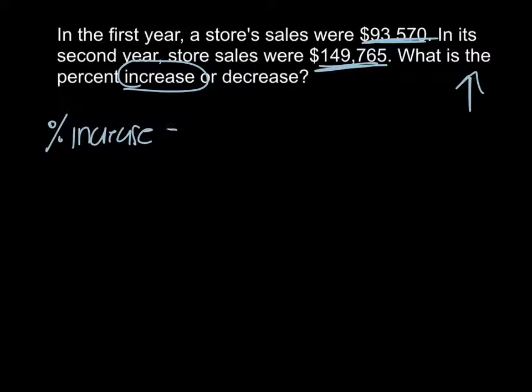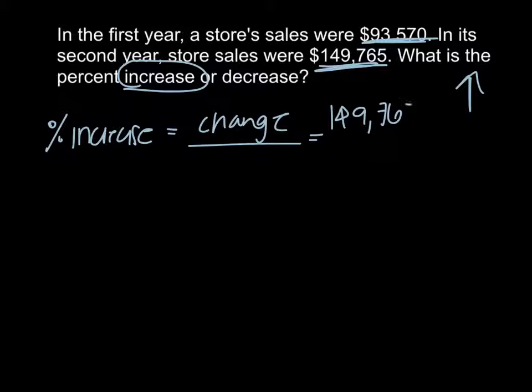So again, on the top, we always put the amount of the change. So the second year was $149,765, and then the first year was $93,570. So I'm going to go ahead and subtract those two numbers.